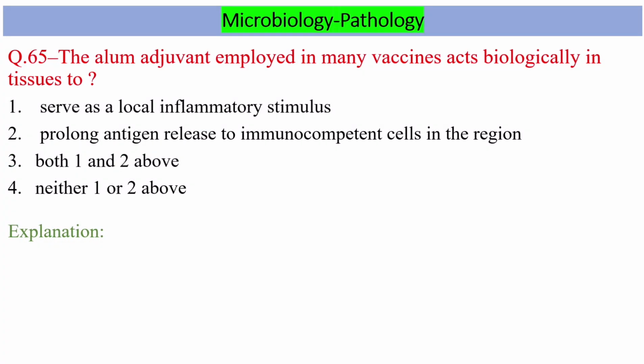The alum adjuvant employed in many vaccines acts biologically in tissues to serve as a local inflammatory stimulus, and to prolong antigen release to immunocompetent cells in the region. Both first and second option, neither first nor second option. Correct option is both first and second option.